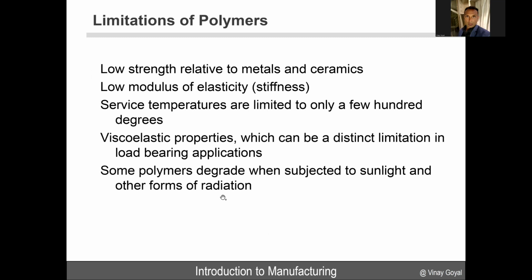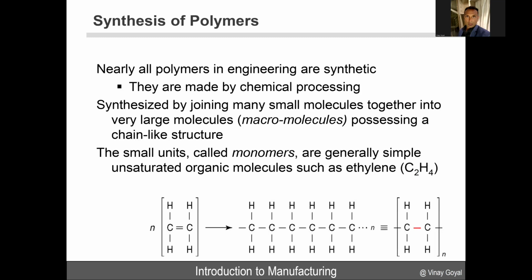Now, polymers embedded with fibers, like carbon fibers, and that makes composites there, they can provide significant benefit in that application. The synthesis of polymers is as follows. Nearly all polymers in engineering are synthetic today. They're typically made by chemical processing, and they're synthesized by joining many small molecules together into very large molecules. We call them macromolecules. And they possess a chain-like structure, which allows them to behave the way they behave.